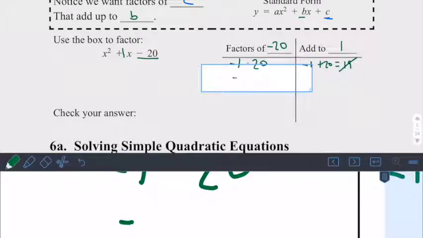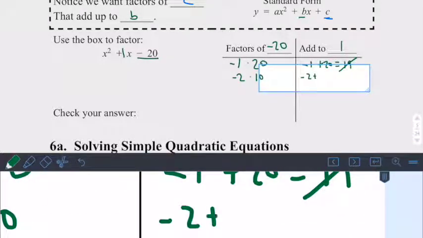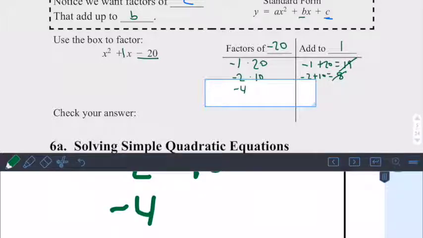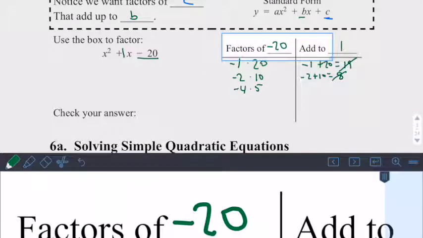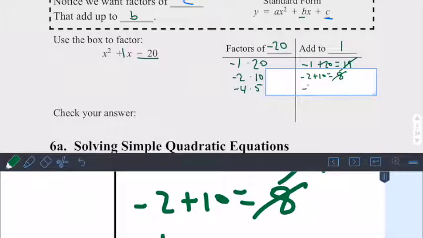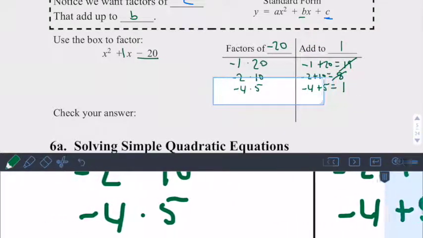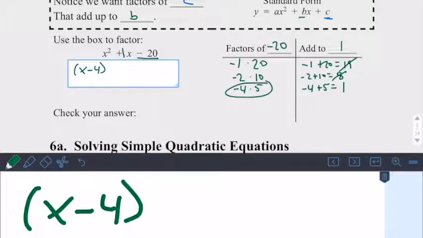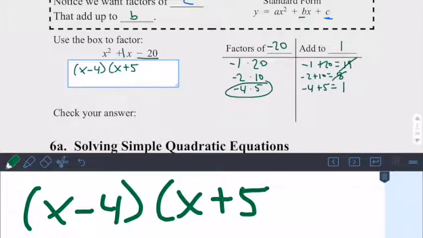We could do negative 2 times 10. Well, negative 2 plus 10 is 8. That didn't work either. We could do negative 4 times 5. Negative 4 times 5 is negative 20. Negative 4 plus 5 is 1. Oh, that worked. So here are my two factors. So what I'm going to do is multiply x minus 4, x plus 5.